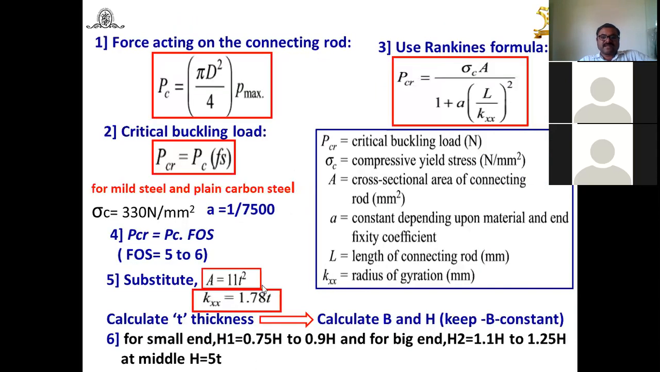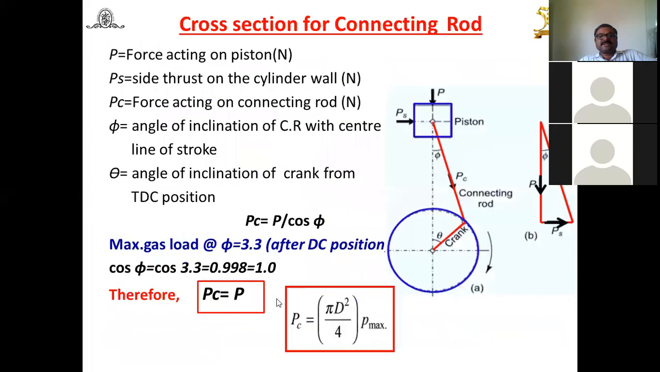So we can substitute all these values to find the critical load. If the connecting rod is made of mild steel or plain carbon steel, sigma C is 330 Newton per mm square. The constant a is 1 upon 7500, the area A is 11 T square, and Kxx is 1.78 T. Substitute all these values and we will get P critical, and P critical is equal to PC, so we will get this PC from this expression with FOS. Now the Kxx and the area are in terms of T, which means the dimension of this I section.